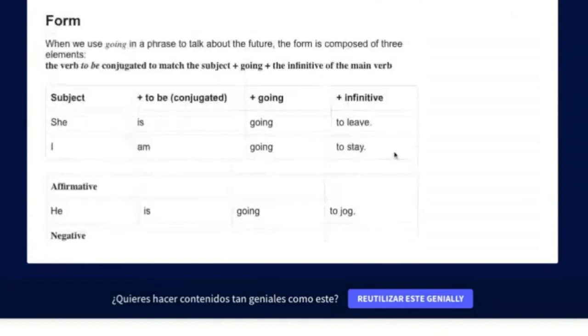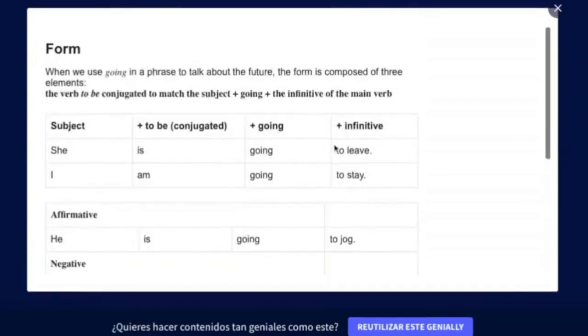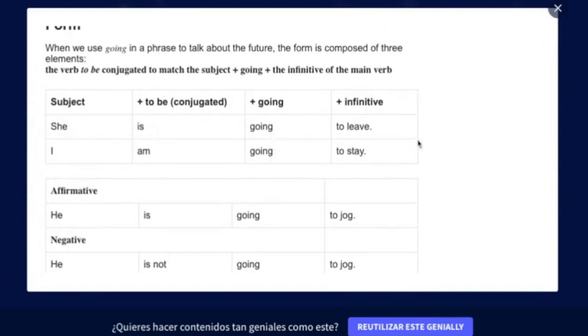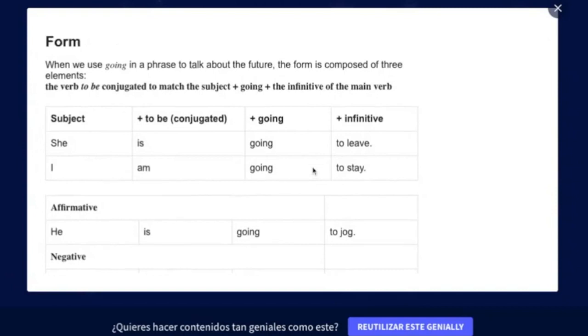So, what is important here, guys, is the structure. The affirmative structure is subject plus verb to be. I mean, we have to choose the conjugation of the verb to be depending on the subject we have. I mean, we cannot say you am or you are. I'm sorry. You am or you is or she am or she are or I is, I are. No. She is, I am, you are, we are, they are, he is, it is. Okay. Also, we can have the going and the verb in infinitive with the word to, going to, live. Okay, and the negative form is almost the same.